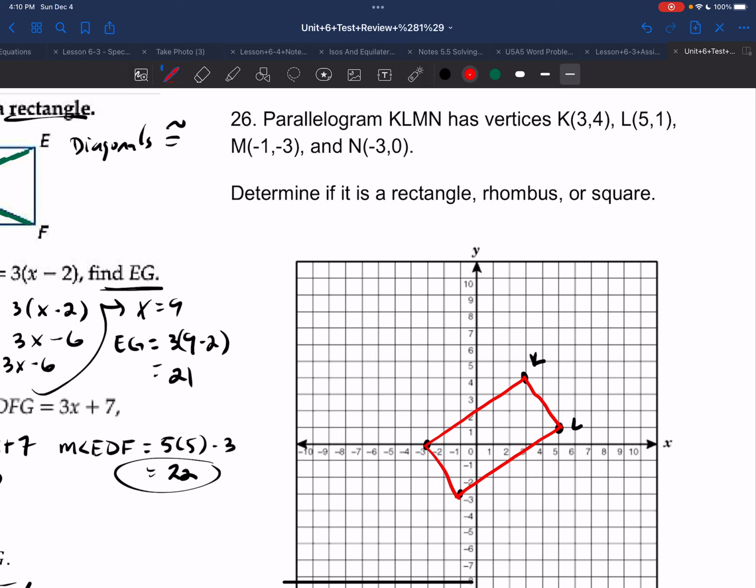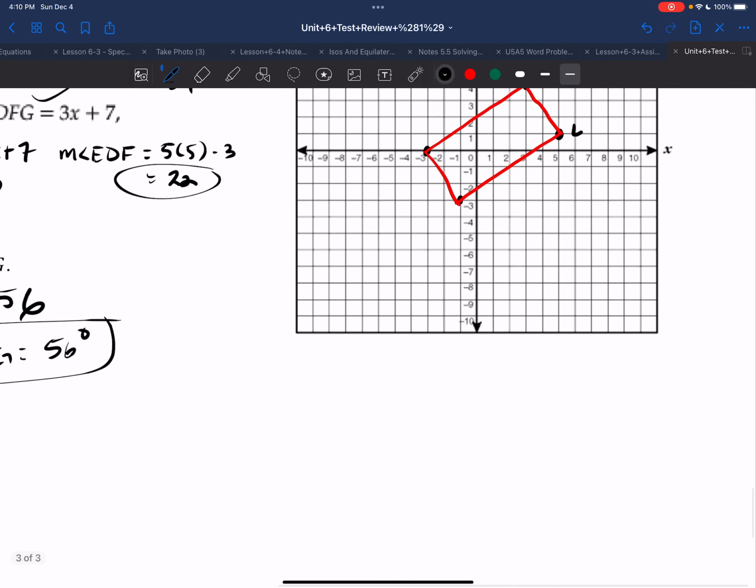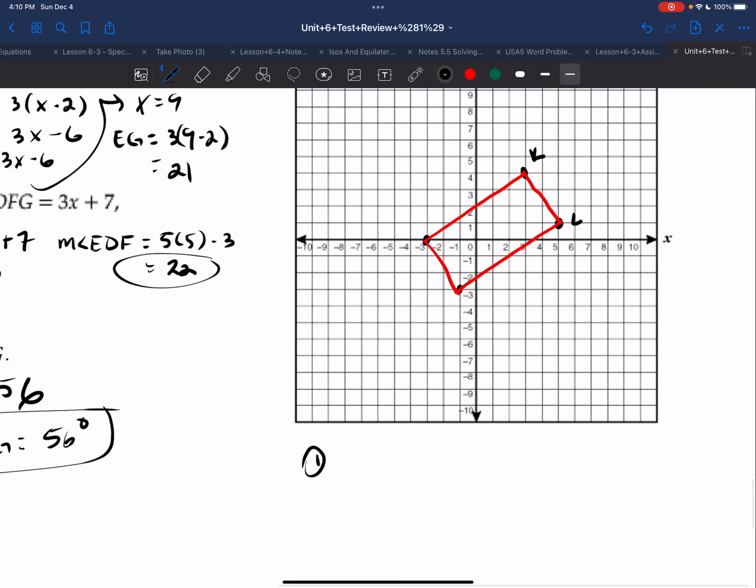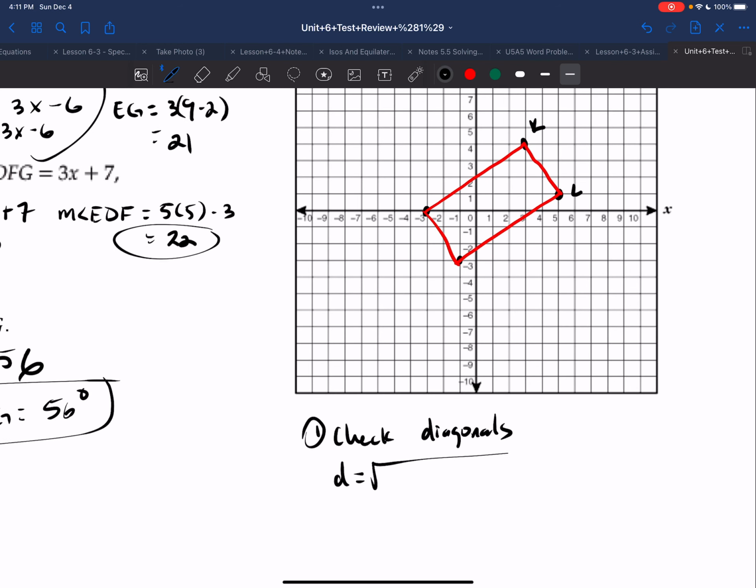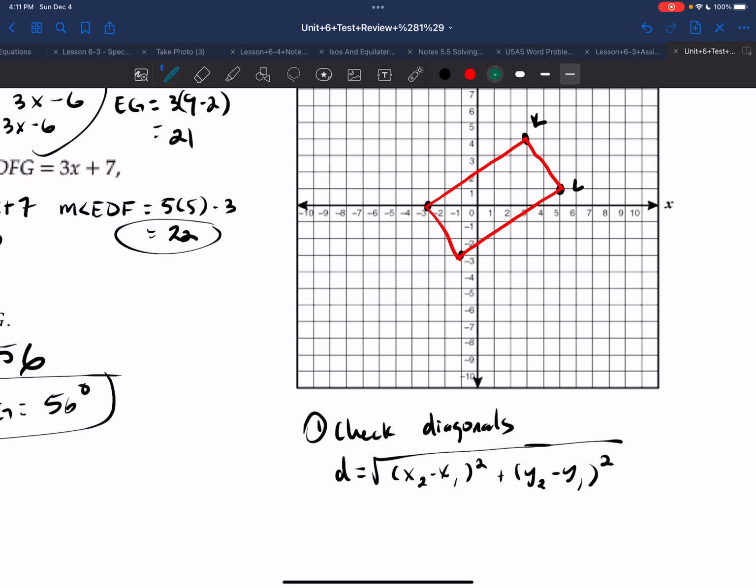So we need to check the diagonals of this figure. So number 1, check the diagonals. If the diagonals are congruent, it could be a rectangle or a square. If the diagonals are not congruent, then it could be a rhombus. And to check the diagonals, you need to use the distance formula. So you need to do d equals the square root of (x2 minus x1) quantity squared, plus (y2 minus y1) quantity squared.